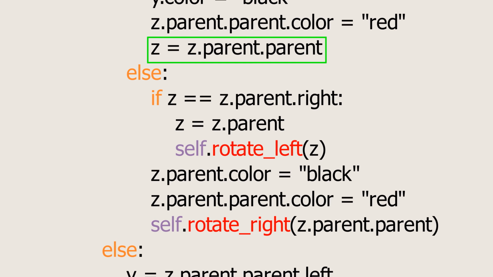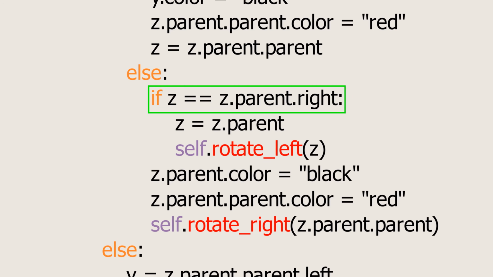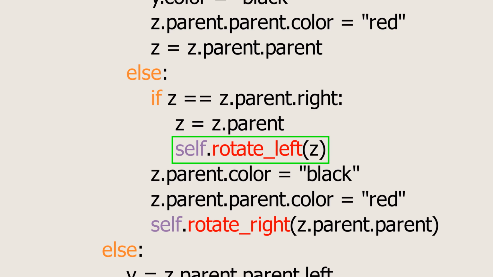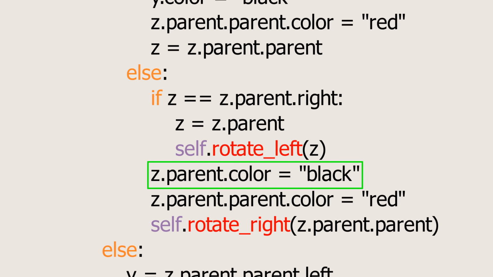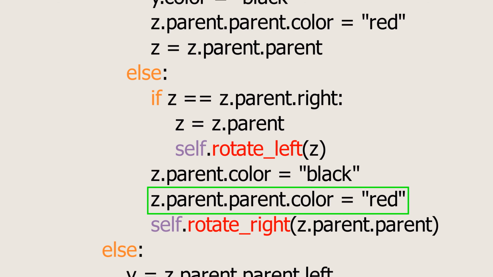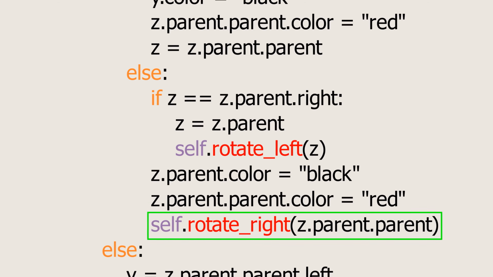However, if the uncle is black and the inserted node is a right child, we first make the new node, Z, the parent, and then perform a left rotation on the parent to adjust the shape of the tree. After this rotation, we recolor the parent to black, the grandparent to red, and finally perform a right rotation on the grandparent to correct the violation.